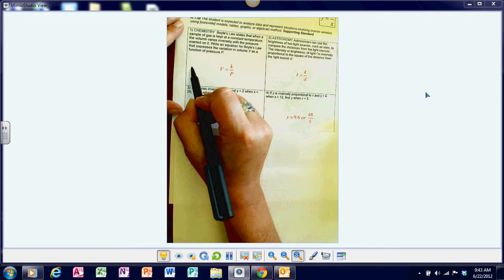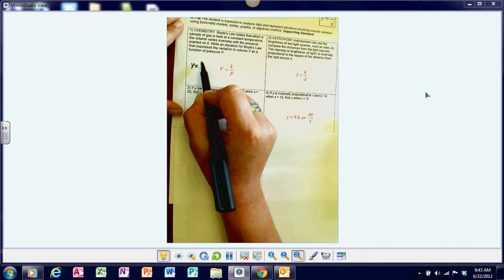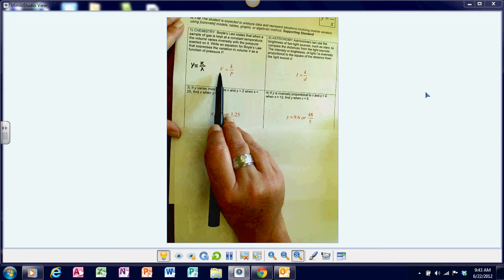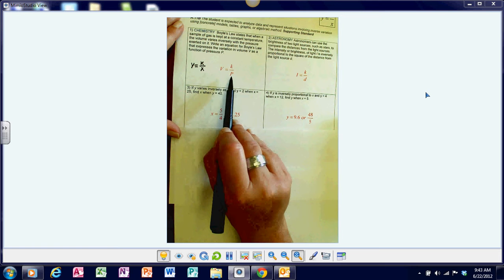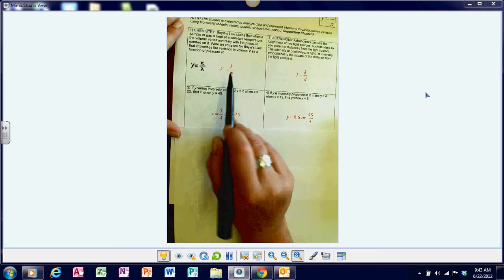We know that when we talk about inverse variation, we're talking about y equals constant over x. Here we're going to substitute in V for our y, P for our x, and we're left with V equals k divided by P.